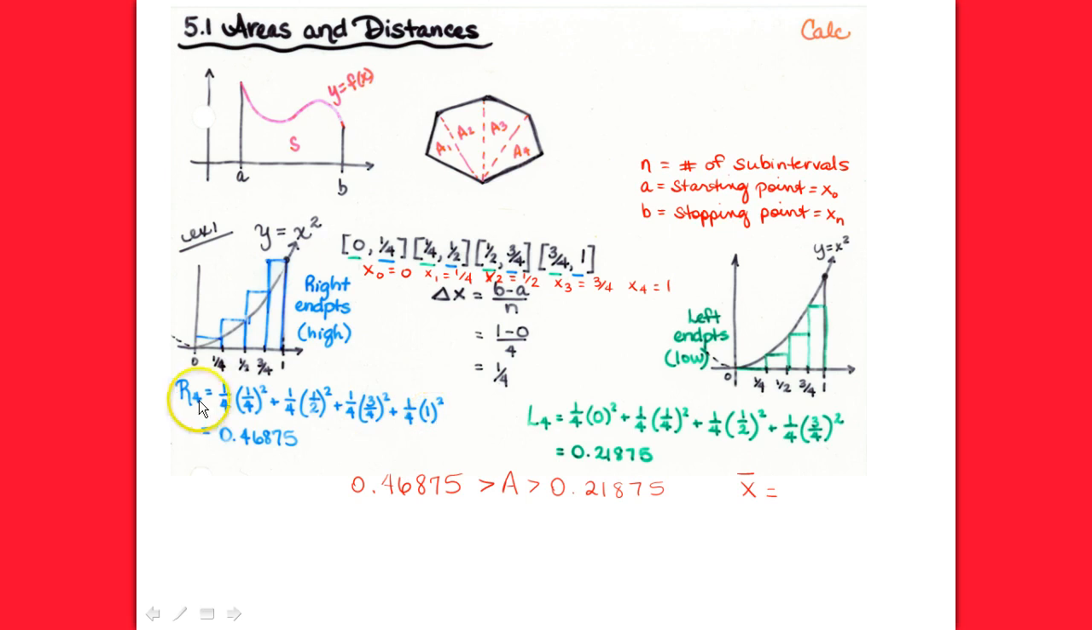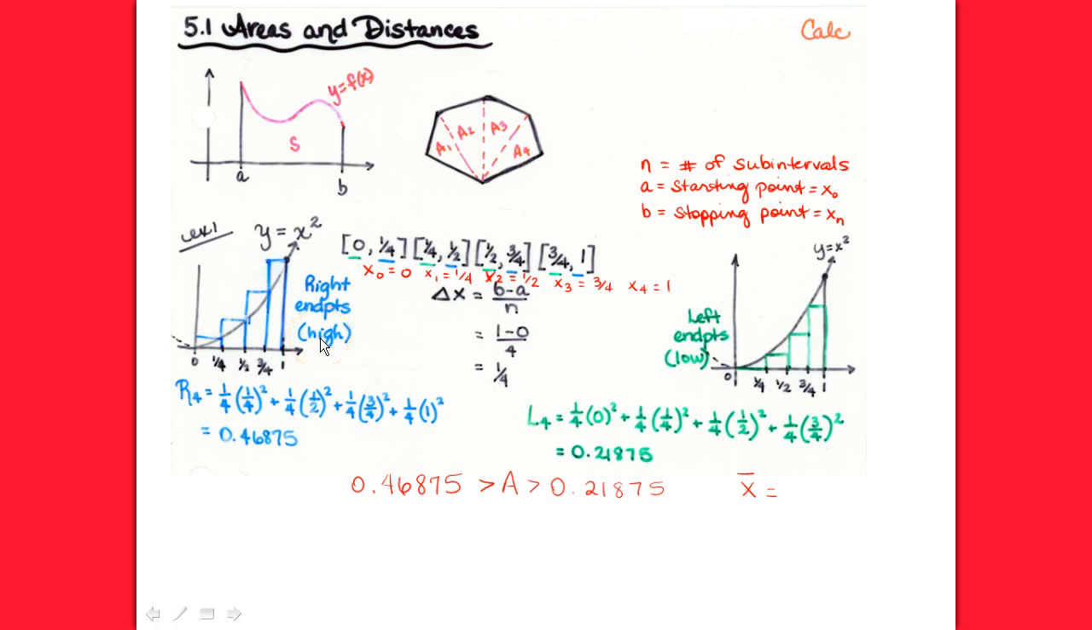So this is the area of my first rectangle. This is the area of the second, area of the third, area of the fourth, just by doing base times height. I'm going to sum up those four areas, and that would give me an approximation of the area under the curve. Now, if you'll notice, this approximation is going to be really high.